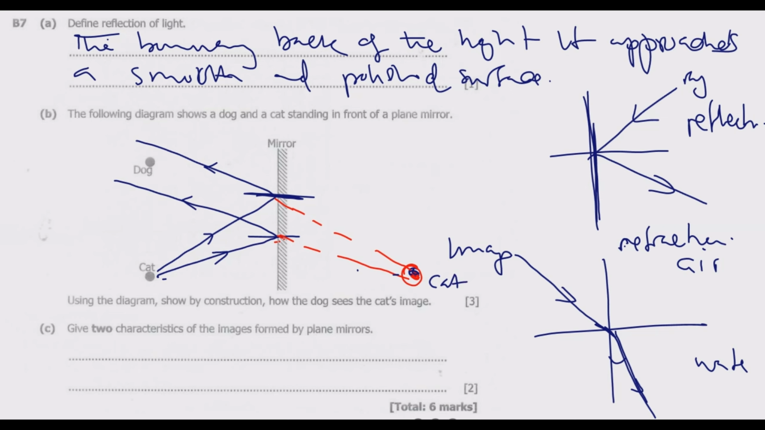We go to C. Give two characteristics of the images formed by the plane mirror. So we're looking for the characteristics of the images formed by the mirror. So one, we know that the image formed is virtual, it's not real. So based on that, you can say the virtual image is basically upright.